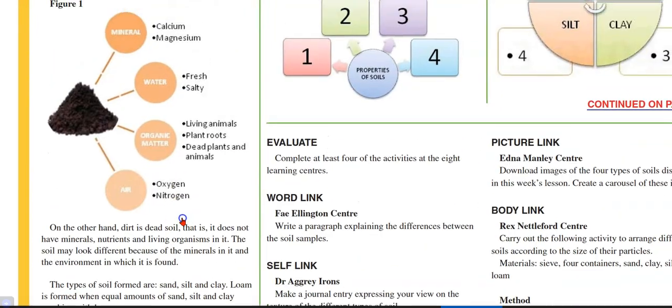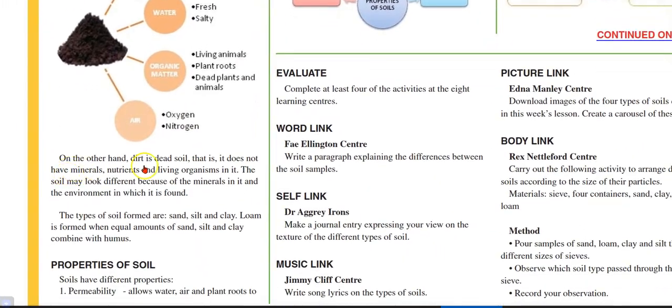Now, as compared with dirt, on the other hand, dirt is dead soil. That is, it does not have minerals, nutrients, and living organisms in it. The soil may look different because of the minerals in it and the environment in which it is found.